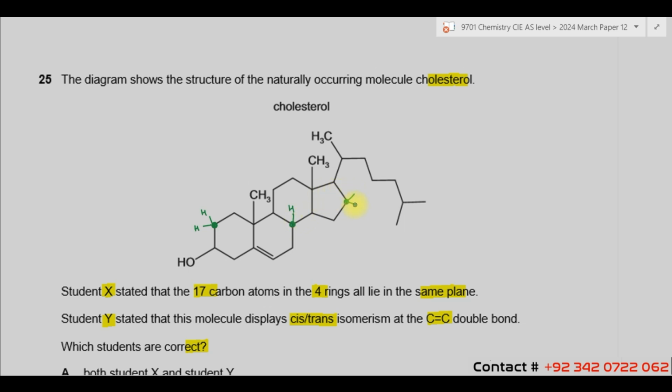This carbon is also making the same 4 covalent bonds, so tetrahedral and sp3. sp3 carbons or tetrahedral are not in the same plane, so student X is wrong.